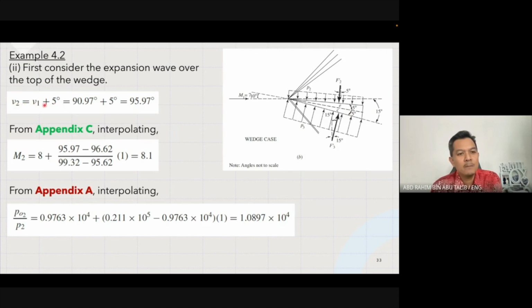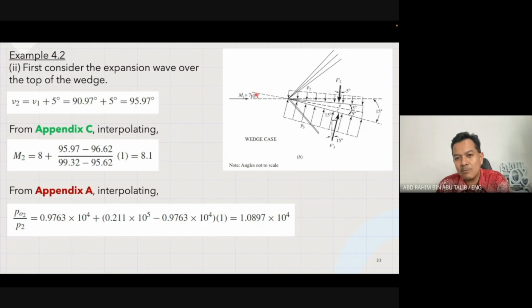V2 equal to V1 plus 5 degrees, which equals 90.97 plus 5. So you get 95.97 using Appendix C, Prandtl-Meyer, because the wedge will create expansion. So expansion on top and oblique shock on the bottom because it has an angle of attack of 10.